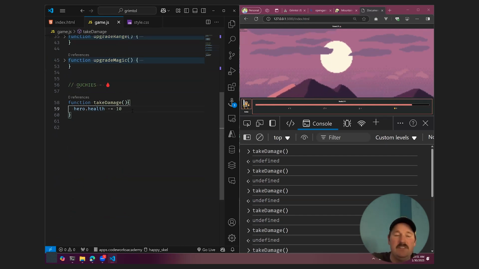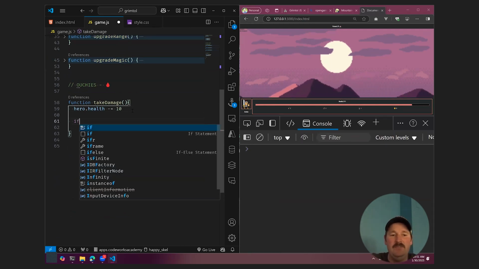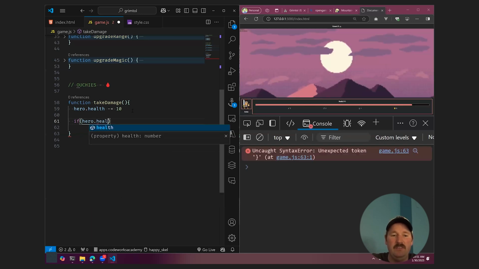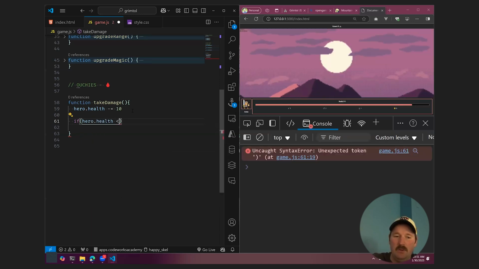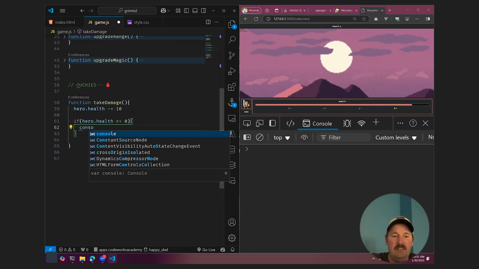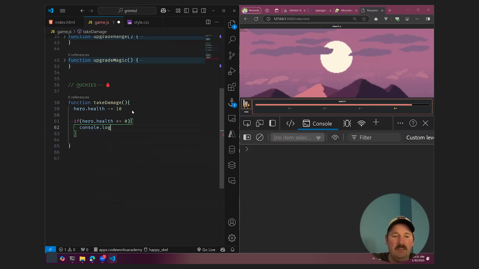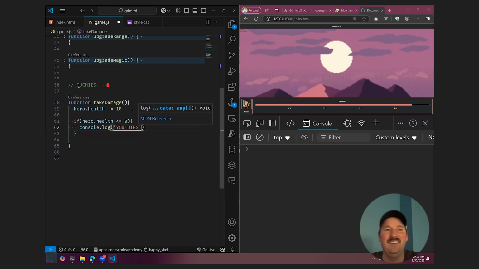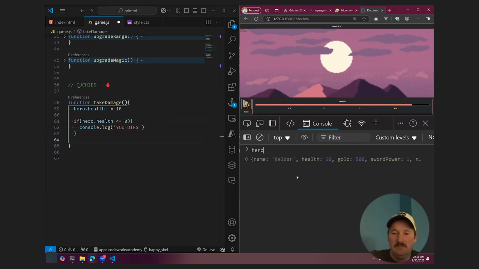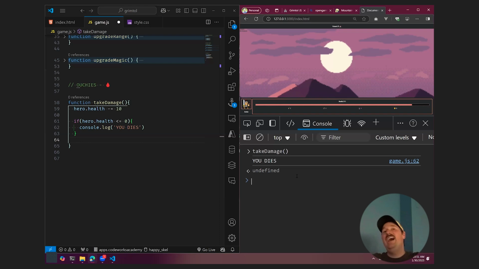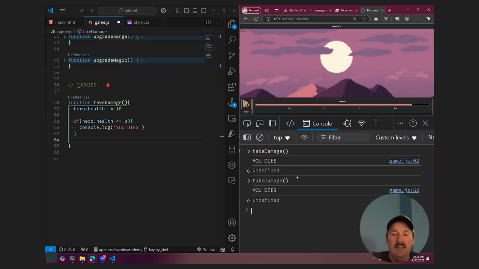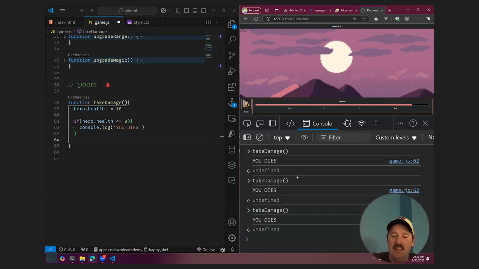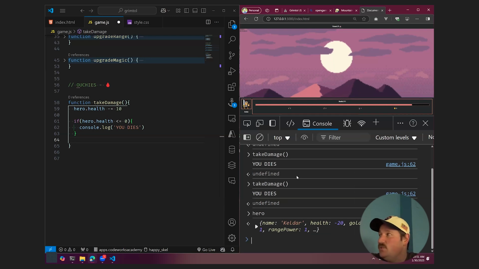So I want to probably put in some sort of check here where it's like, if my hero dot health is less than or equal to 0, let's go ahead and tell you console.log, you died. He dies. And now let's take damage. I take damage and I die. Cool. And I take damage and I die. And if I look at my hero, I'm now at -20 health.